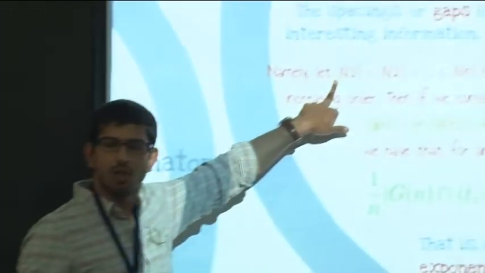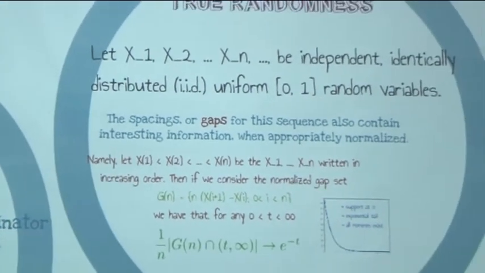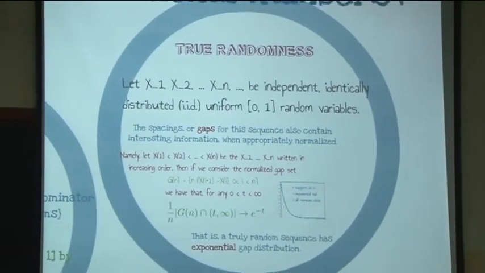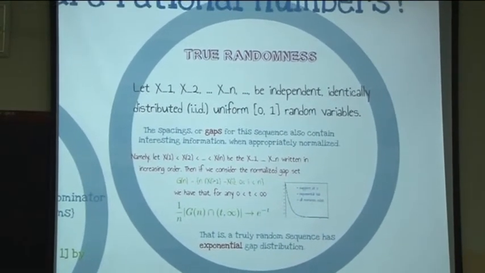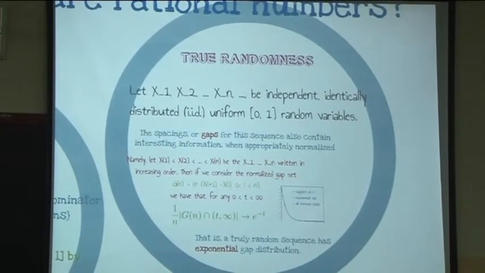Namely, we're going to let x(1) less than x(2) less than ... less than x(n) be the order statistic. Can people see this, or should I zoom in further? People in the back, is this okay? That is, we write the first n sample points in increasing order. And we look at the differences.